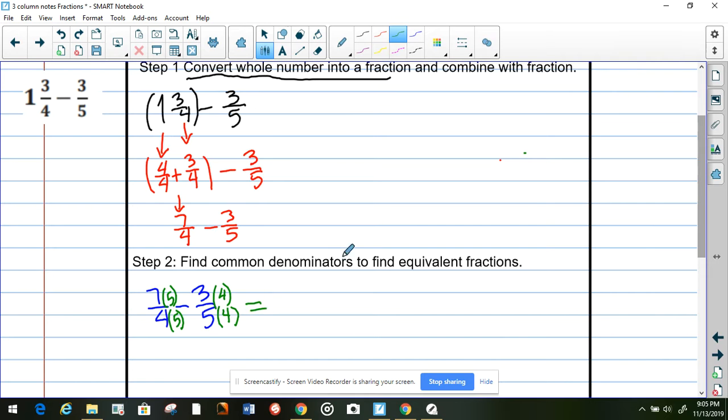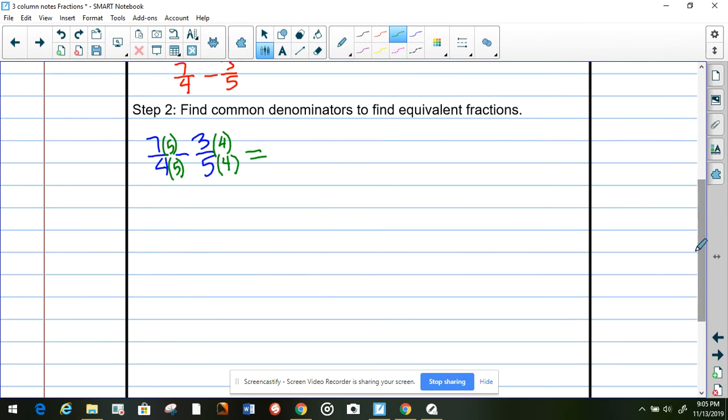So let's rewrite this multiplication. I like to rewrite them. It looks neater, and it gives your brain the ability to see it clearly. What are the steps and what's happening here? So this is going to be our first equivalent fraction. Our second equivalent fraction is 3 times 4 on the numerator and 5 times 4 on the denominator. So now we can create our equivalent fractions.